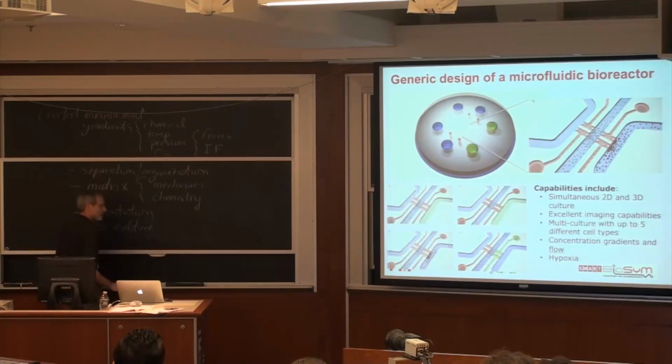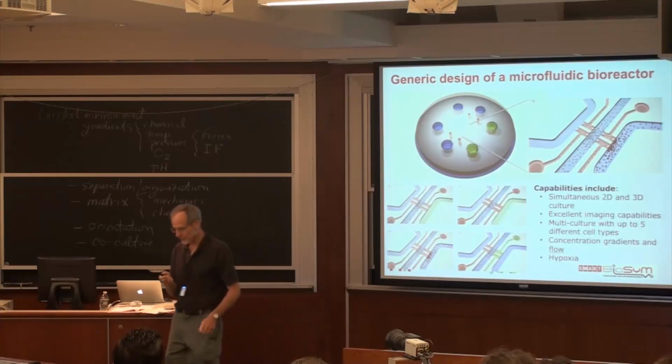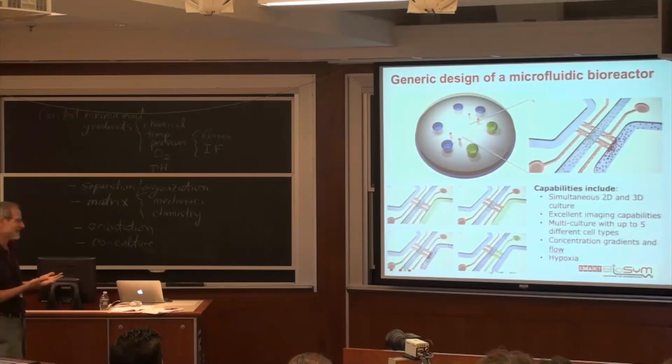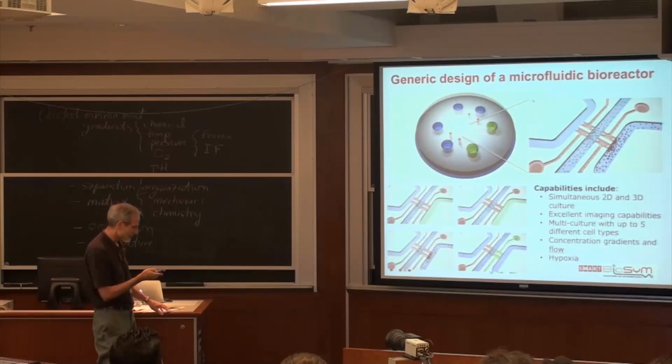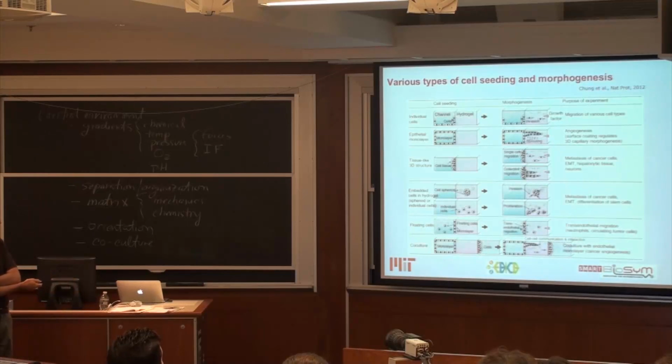Because obviously you have different cell types that are interacting with each other to produce the different types of behavior that you see. Concentration gradients, flow, and hypoxia. All these things, in principle at least, you can generate in a microfluidic system. And these are some of the different arrangements that you can imagine. This is from one of our recent papers.